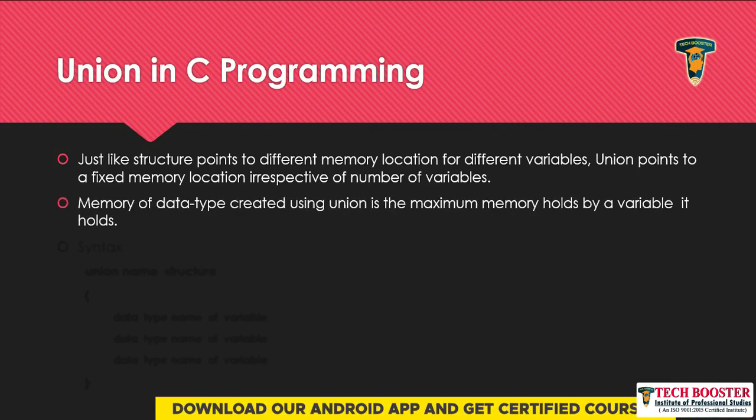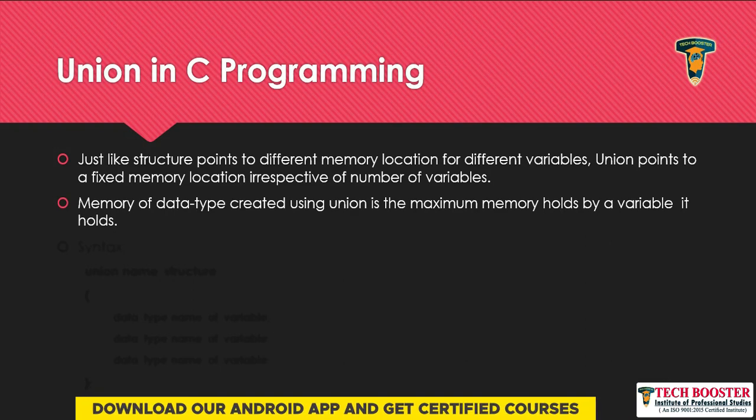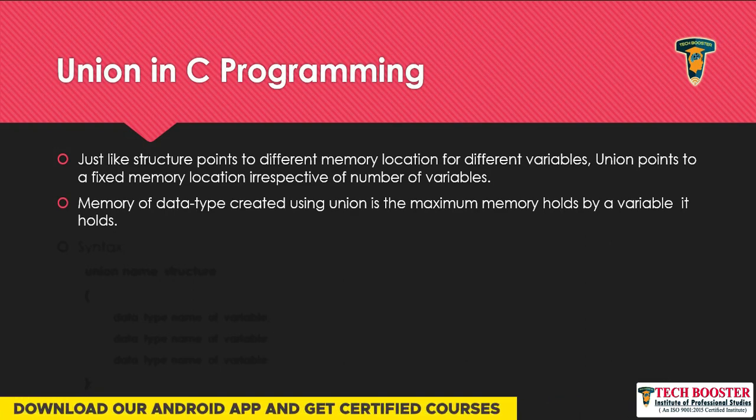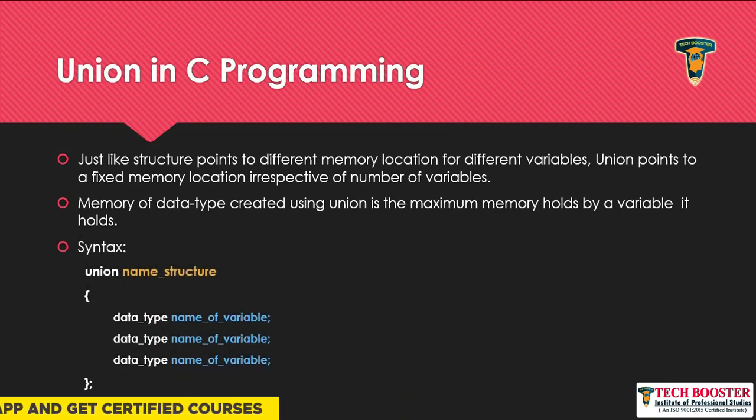Here you can see the memory of a data type created using union is the maximum memory held by a variable in it. That is what I said just now. Now let me show you the syntax. Your syntax is quite similar to structure. Here you just need to use the keyword union in place of struct, and then name your data type. You can use any name, and then within the curly brackets you can include all your members with their respective data types. So this is the syntax, which is quite similar to structure.